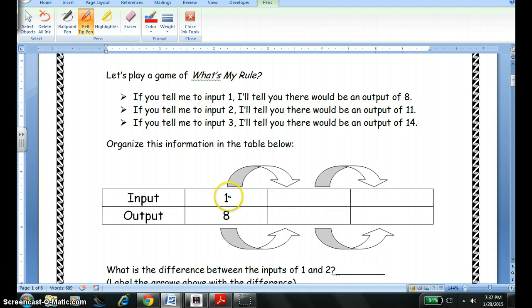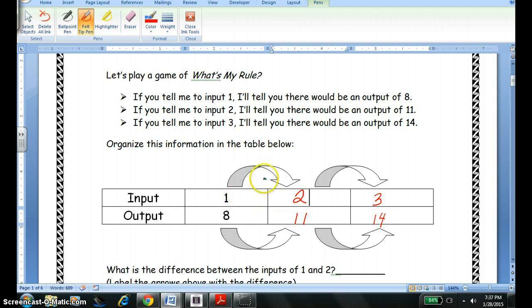So I have 1 and I have 8. These arrows show how I get from 1 to my next input and how I get from 8 to my next output. So I have to fill in the inputs and the outputs before I can fill in anything over these arrows. My second input is 2, and then once I input 2, I get 11. My third input is 3, and my third output is 14.